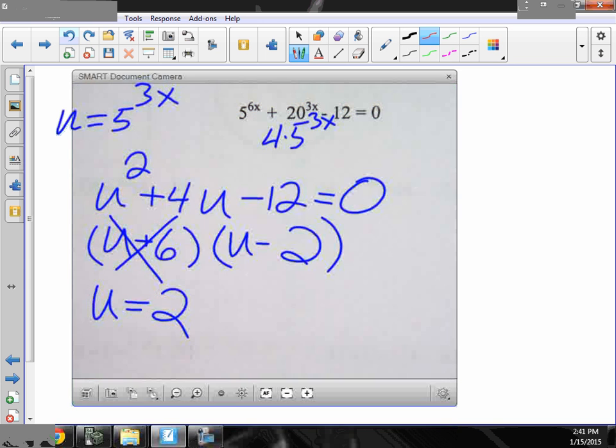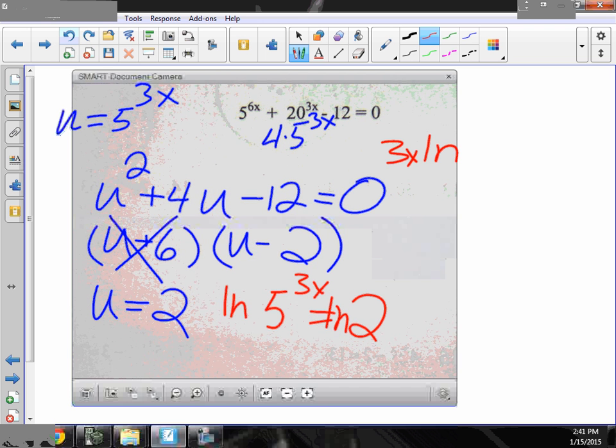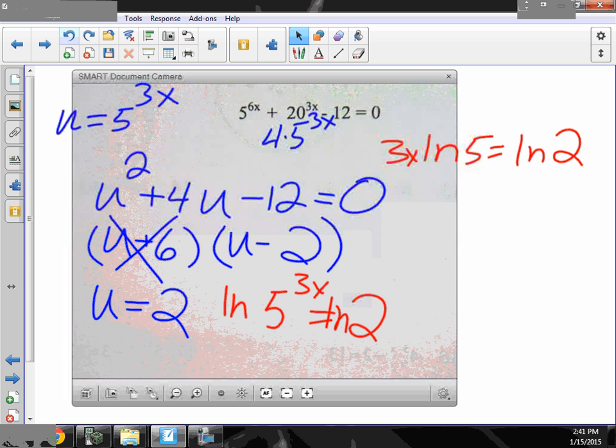So, 5 to the 3x equals 2. We ln both sides. 3x ln 5 equals the ln of 2. Which one should I divide first? It doesn't matter. If you have 12 and you divide by 3 and divide by 2, you're going to get 2. If you have 12 and you divide by 2 and divide by 3, you're still going to get 2. If you divide together, you need to use parentheses, but that will work too.